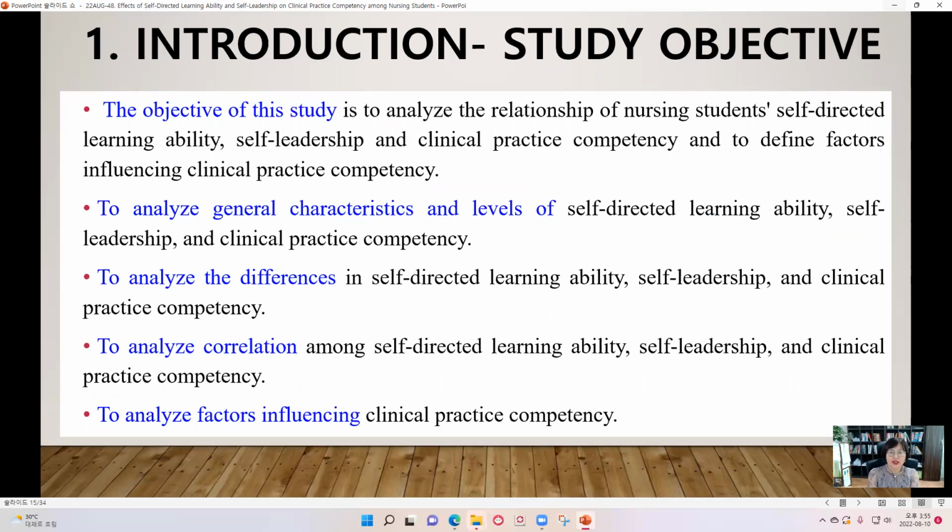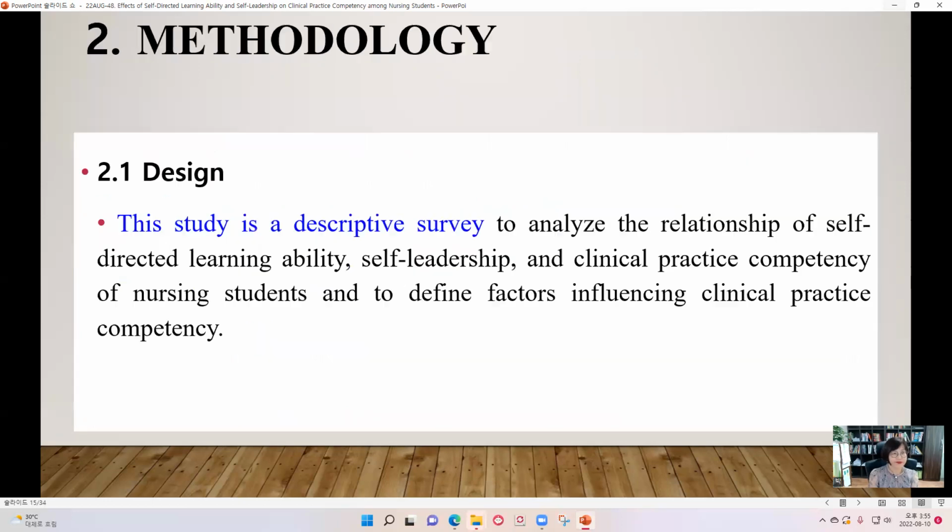Next is the study's objective. The objective of this study is to analyze the relationships of nursing students' self-directed learning ability, self-leadership, and clinical practice competence, and to define the factors influencing clinical practice competence. Next, let me introduce the methodology of my study. First, design. This study is a descriptive survey study to analyze the relationships of self-directed learning ability, self-leadership, and clinical practice competence of nursing students, and to define factors influencing clinical practice competence.